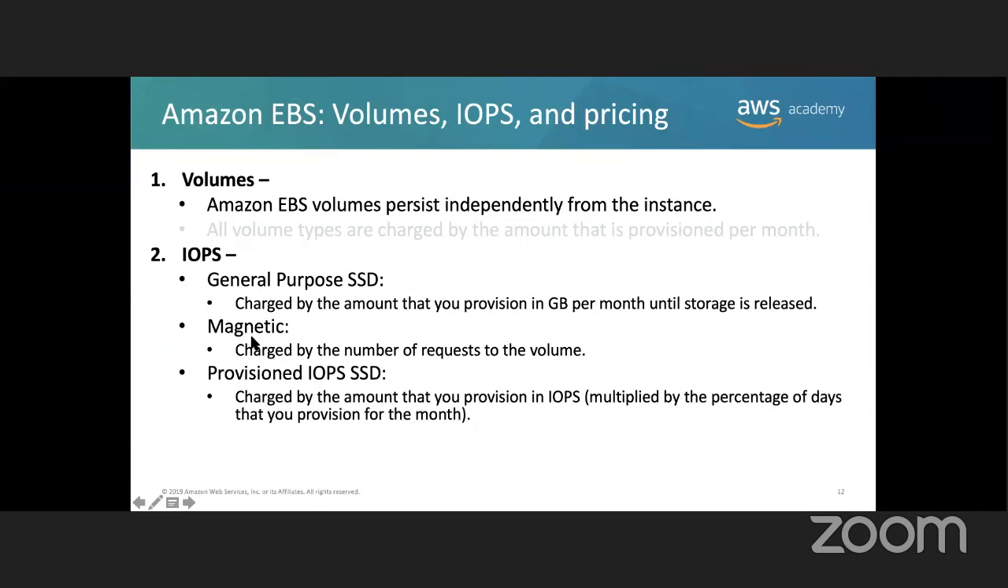Magnetic was the one used before, charged by the number of requests to the volume. Okay, this is also known as instance store, the one that disappears when you delete the instance or stop the instance, it will disappear, right? Charged by the number of requests to the volume. Provisioned IOPS SSD is charged by the amount that you provision in IOPS, multiplied by the percent of days that you provision for the month, okay? So first you have the amount, and then it's multiplied by the percent of days that you have used that during the month, okay?